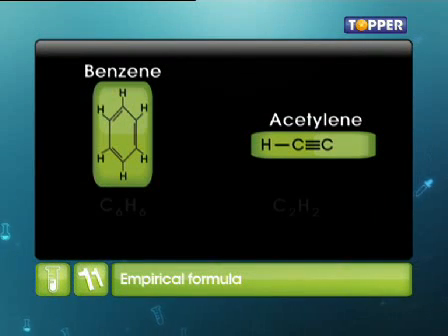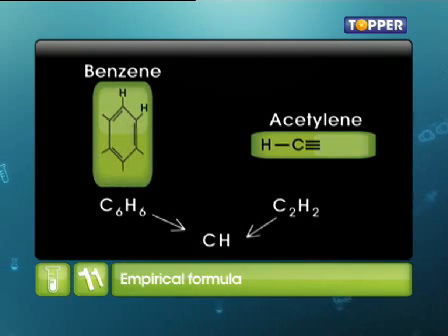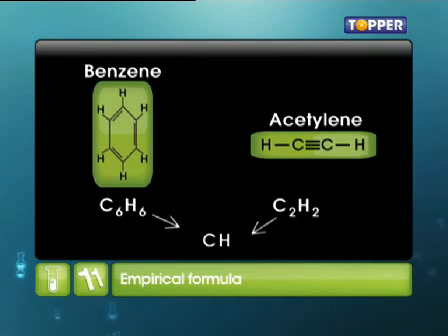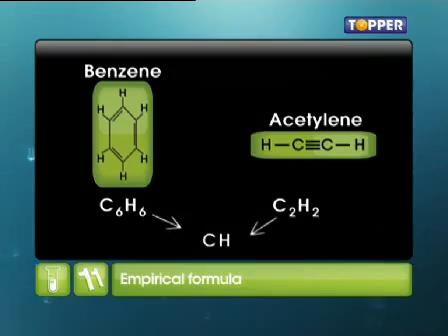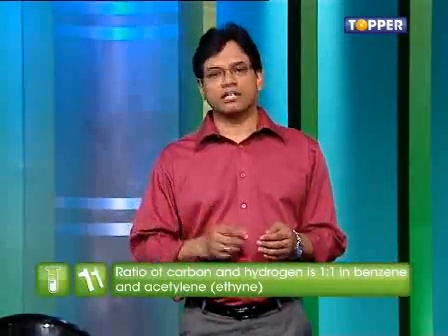Consider benzene and acetylene. Acetylene has a molecular formula of C2H2. We can get its empirical formula by simply dividing it with the lowest common denominator, which is 2 in this case. This gives us an empirical formula of CH. Similarly, for benzene, with molecular formula C6H6, we get the same empirical formula of CH, since in both the molecules, the ratio of carbon atoms to hydrogen atoms is 1:1.